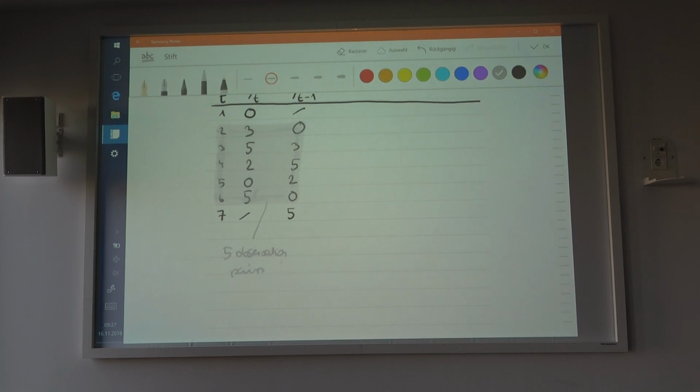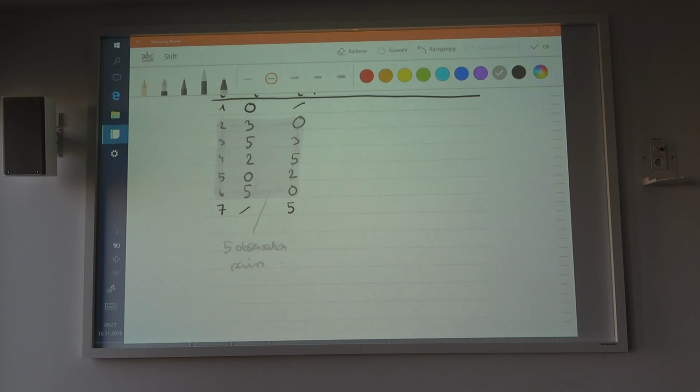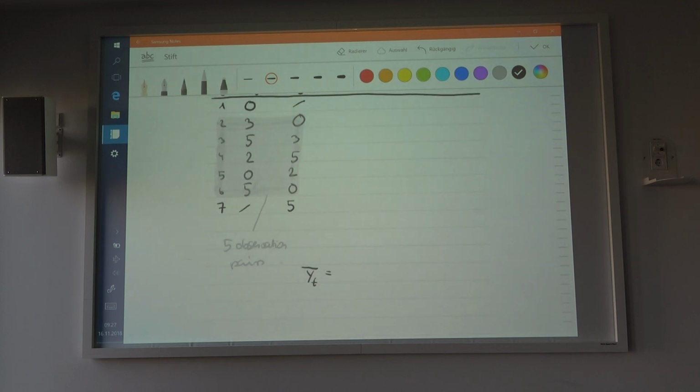Now the question is how would you calculate the estimators here. First off you need to calculate the sample mean of the dependent variable, which I'm going to call y bar. So you just have 1 over 5 instead of 1 over 6, right? So 1 over 5 times 3 plus 5 plus 2 plus 0 plus 5. You have to be careful.